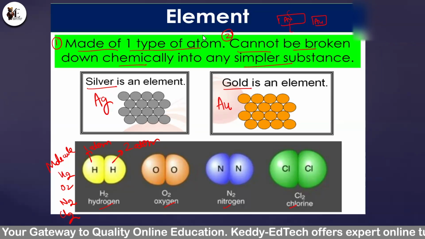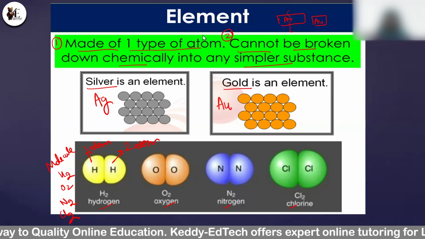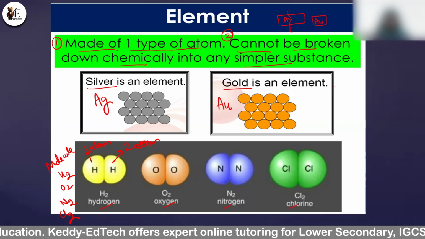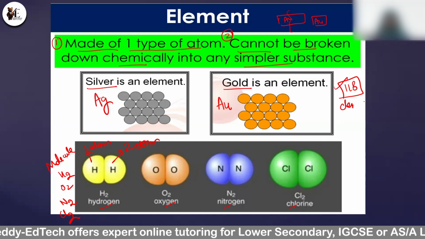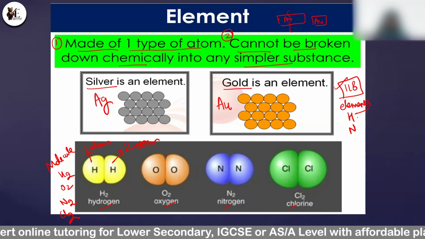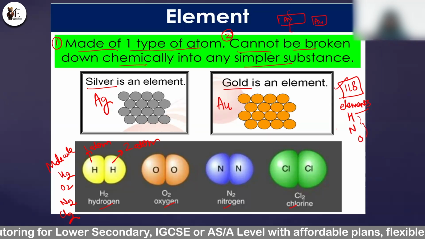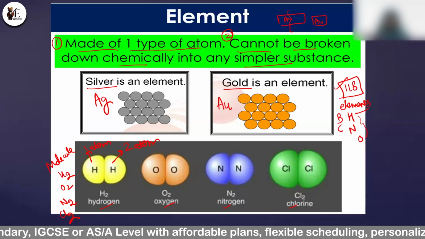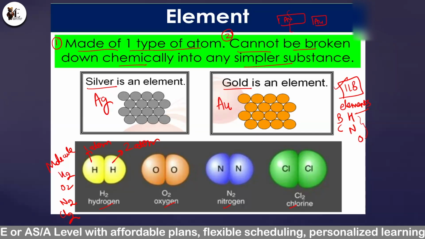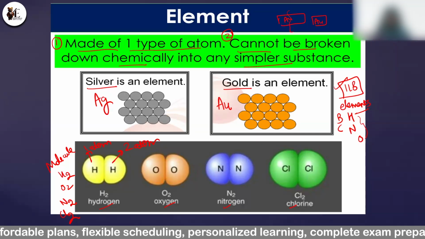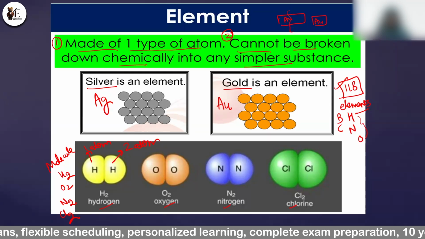So a periodic table consists of, I think, 118 elements for now. And all these are your elements only. So you can take any name. Hydrogen, nitrogen, oxygen, all are your elements. Boron, carbon, everything in the periodic table are your elements. So what is an element? Elements are made up of only one type of atom. They cannot be broken down chemically into any simpler substance.